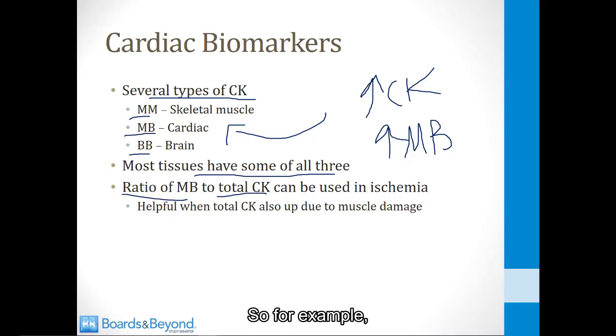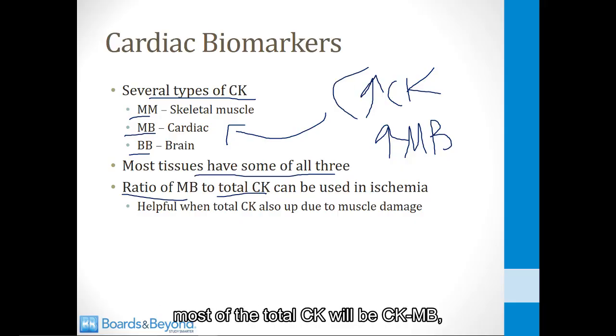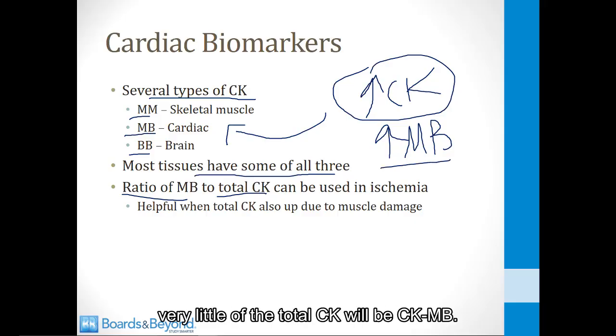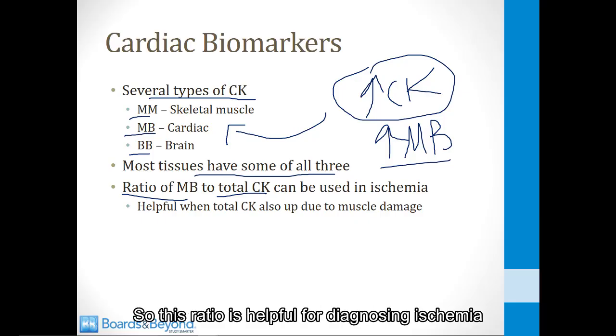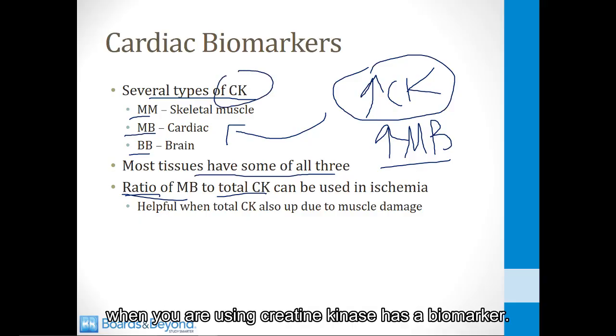So for example, in a patient with a myocardial infarction, most of the total CK will be CKMB. In a patient with rhabdomyolysis, very little of the total CK will be CKMB. So this ratio is helpful for diagnosing ischemia when you are using creatinine kinase as a biomarker.